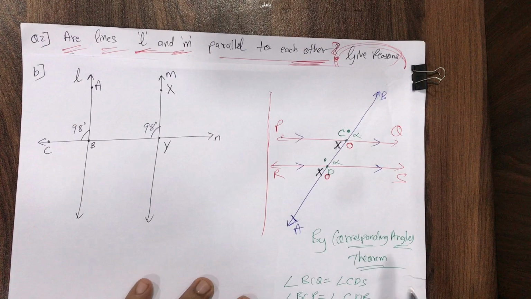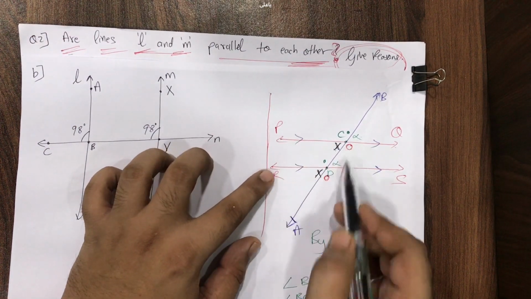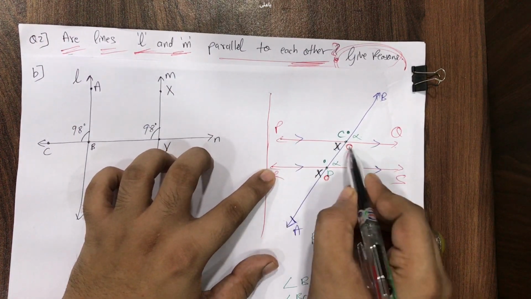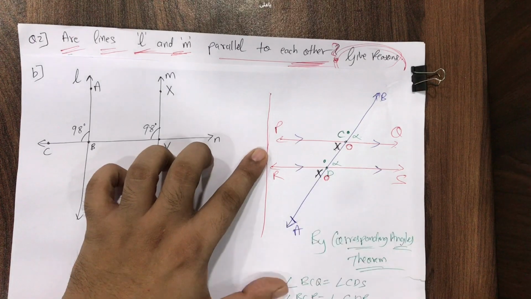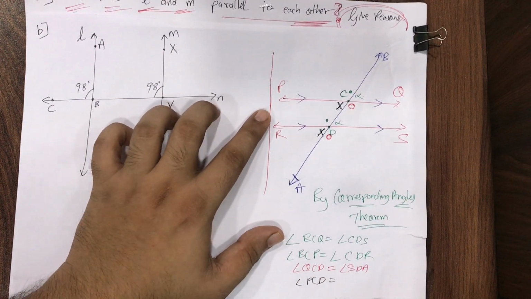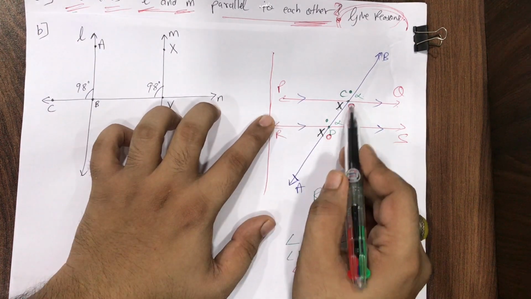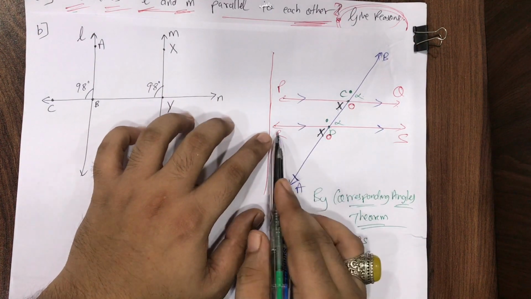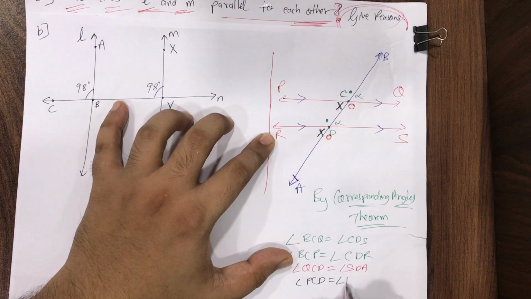So what's the name of this cross? POD. Oh, sorry, this is not O, this is point C. PCD. Angle PCD. Hope you all is given. And angle RDA.